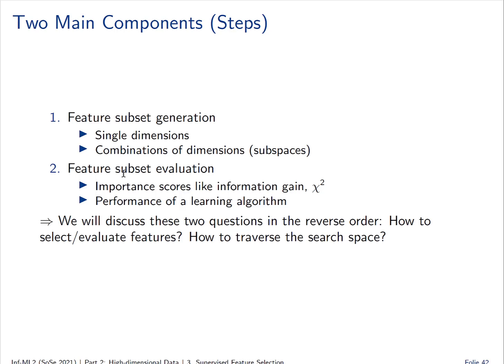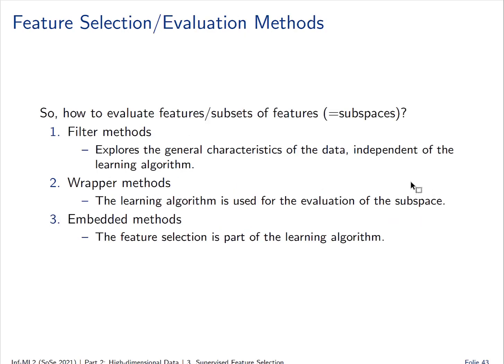Once again, we'll start here with measures for how we can evaluate the candidates. So how to select and evaluate the features that we get. And the second question that we take care of, the first one here, is how to traverse the search space. And before we do that, we'll have a look at different methods on how to evaluate features and subsets of features, which are subspaces.